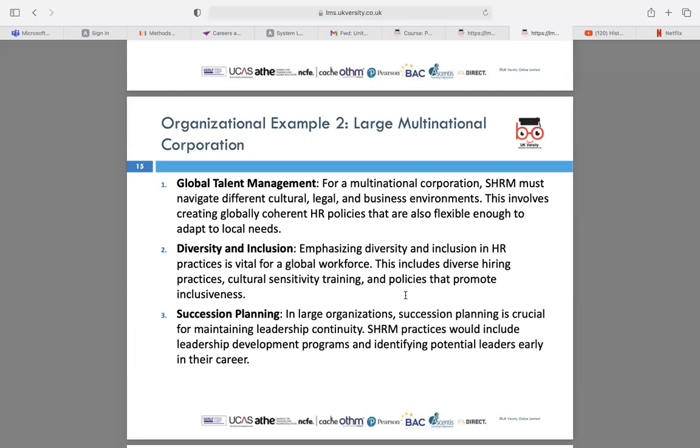Then you're looking at diversity and inclusion, because again, we spoke about how you have people coming in from diverse environments and how you need to be inclusive and keep everyone in mind while you're making different strategies. You're looking at succession planning, which essentially means who is going to be in leadership positions eventually, and how human resources practices would help to make those decisions, and also look at potential leaders that are going to be there in their career.